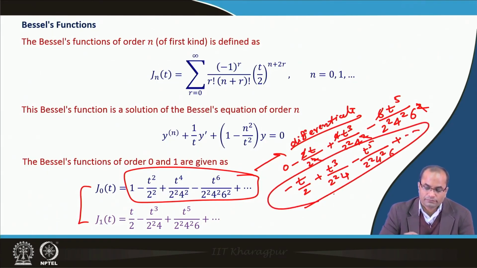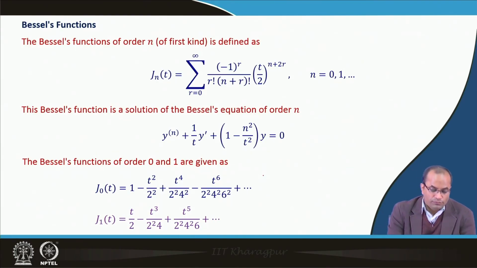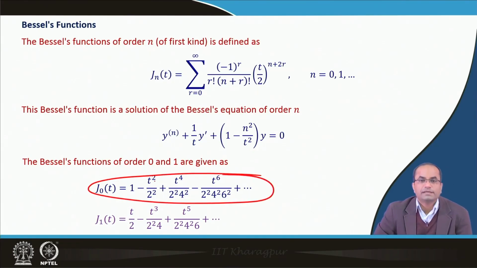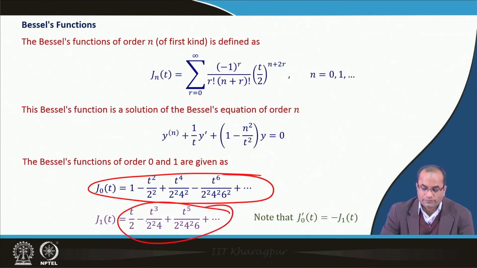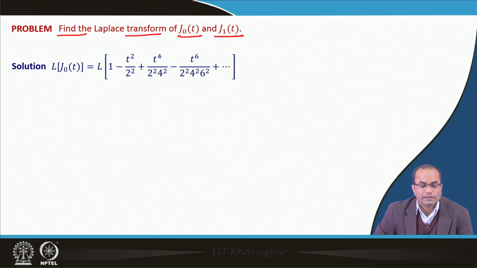So, if we take the minus sign out, we have t by 2, minus t cubed over 2 squared 4, plus t^5 over 2 squared 4 squared 6. So what we observe is that the derivative of J0(t) is nothing but minus J1(t). So we will note now that the derivative of J0(t) is minus J1(t). Well, we will now find the Laplace transform of J0(t) and J1(t).